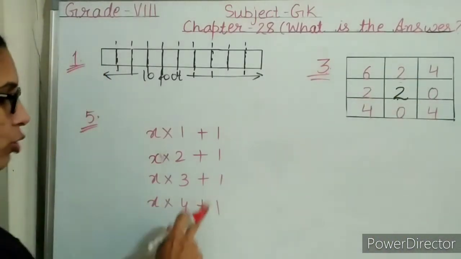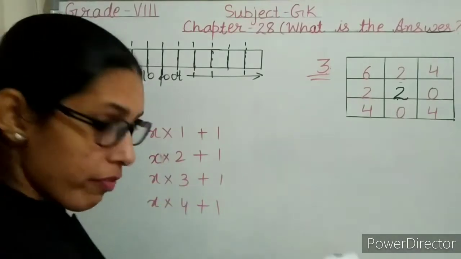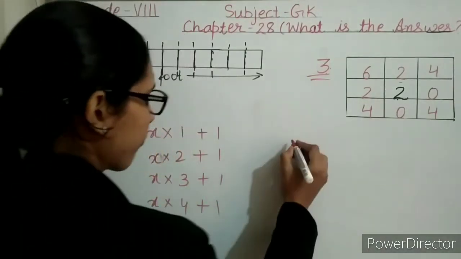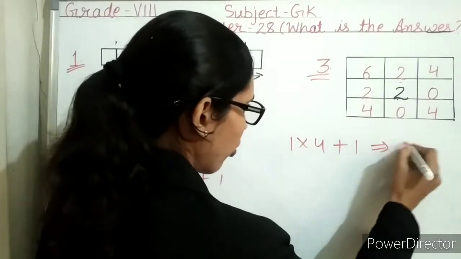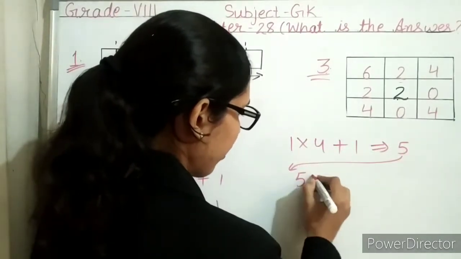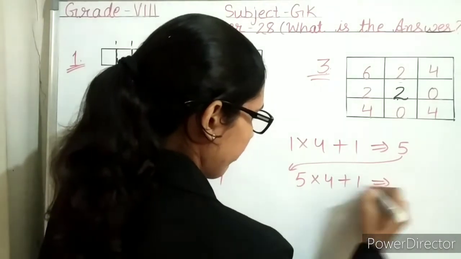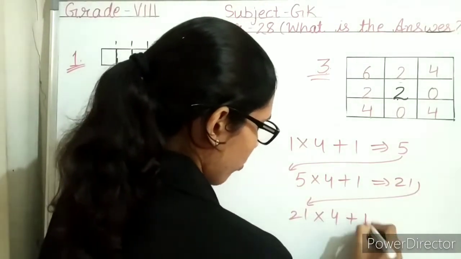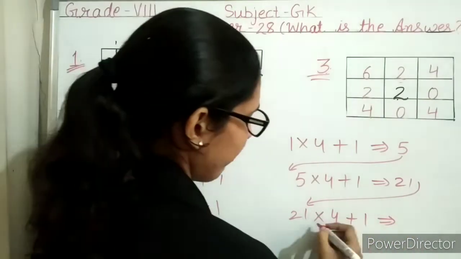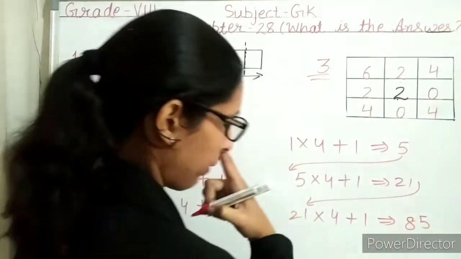So the rule is this, x into 4 plus 1. You can verify it. So 1 into 4 plus 1, what did we get? 5. This 5 will come here, 5 into 4 plus 1, this will be 21. It will come here, 21 into 4 plus 1. So it will be 84 plus 1, 85.